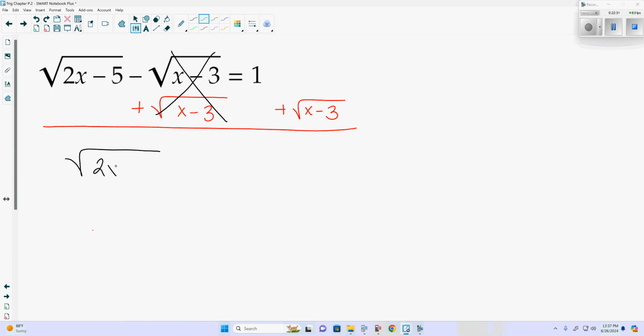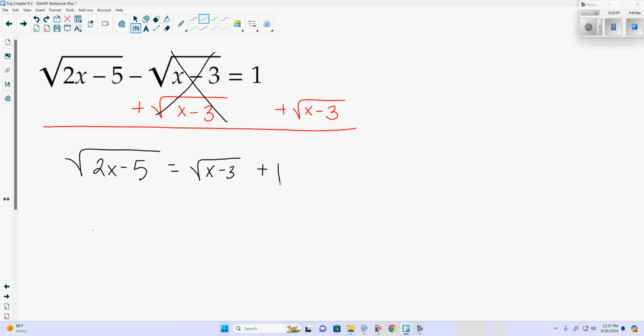So on the left-hand side, we still have square root of 2x minus 5 is equal to square root of x minus 3 plus 1. Doesn't matter if we put the square root of x minus 3 first or second. We just have to add it to the other side. Questions on this here? We good with everything so far?